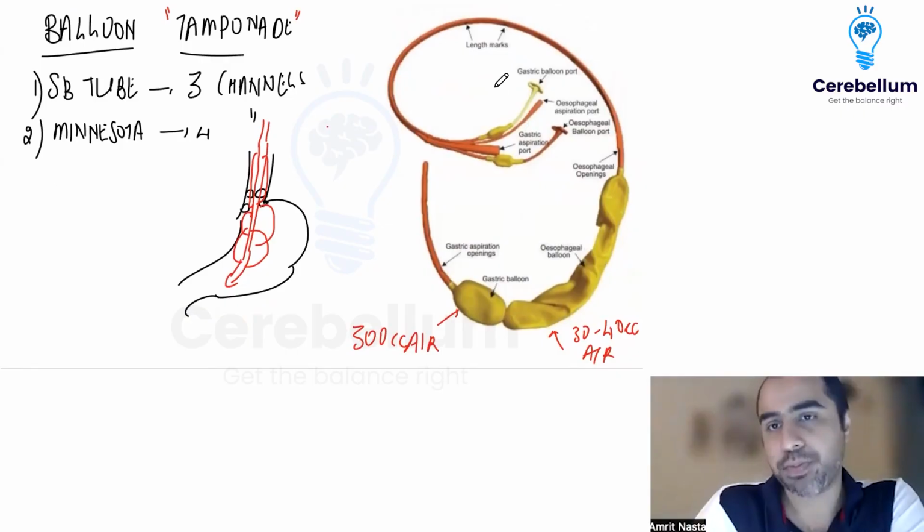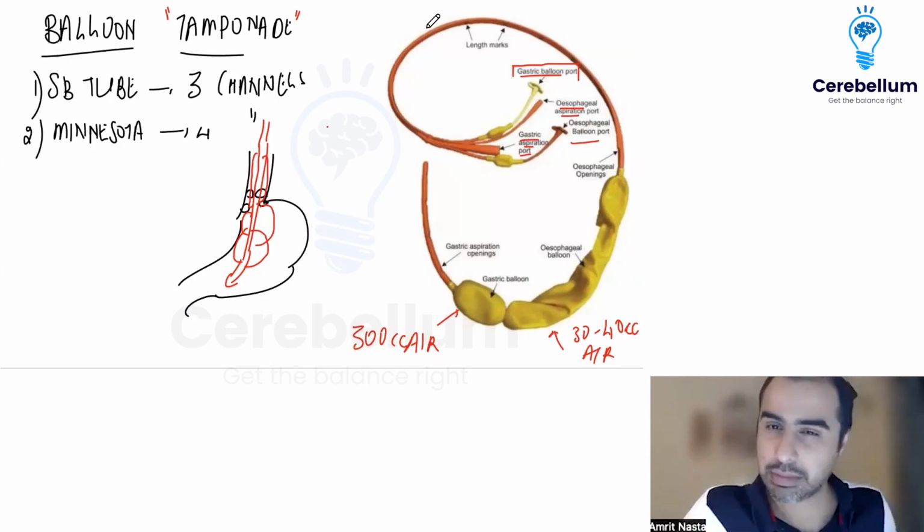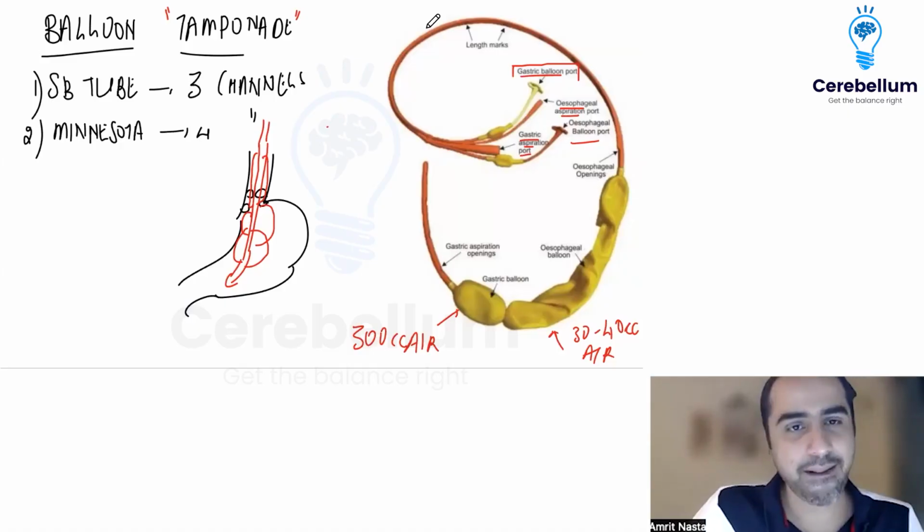Now see the tube. In one channel, there is a tube which is connected to the esophageal balloon. One channel is attached to the gastric balloon. So that makes two channels. But also see, there is an aspiration for esophagus and aspiration for stomach. How many channels are there in this? How many channels are there?